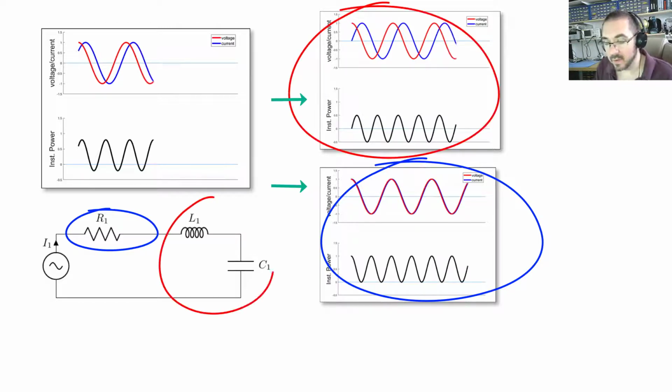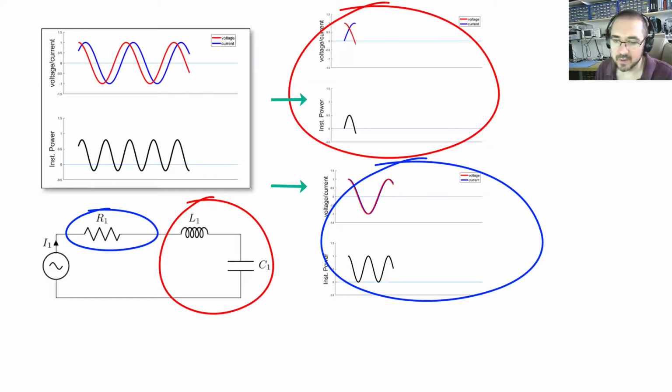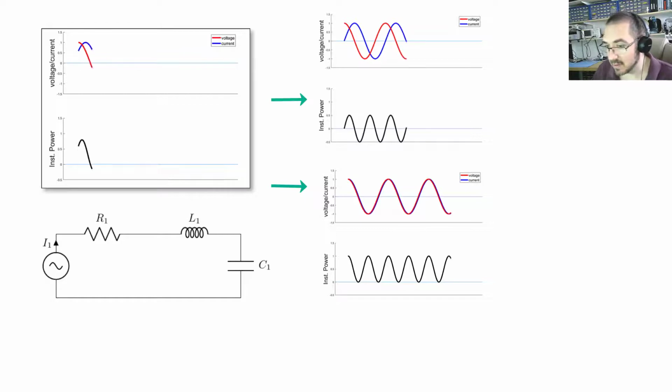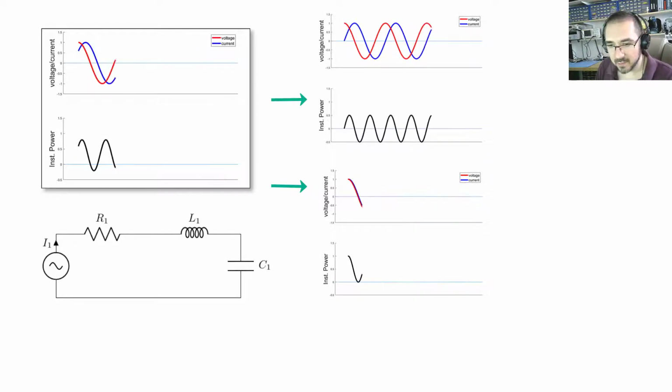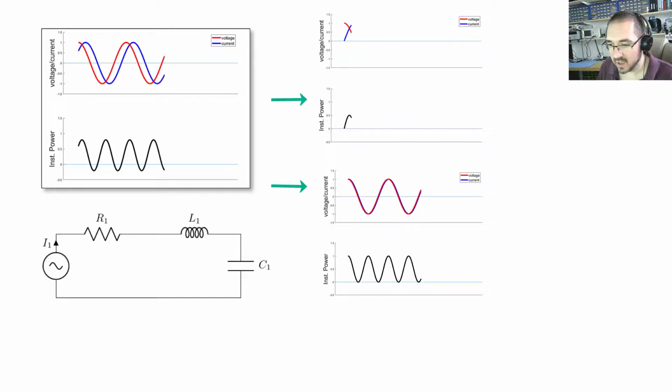The first one is caused by resistance in the circuit, and the second one is caused by reactive elements in the circuit like inductance and capacitance. So the key insight here is when we talk about reactive power, what we're talking about is the part of the circuit which is causing power to flow back and forth. And when we talk about real power, we're talking about the part of the circuit where the average is above zero for the full cycle.